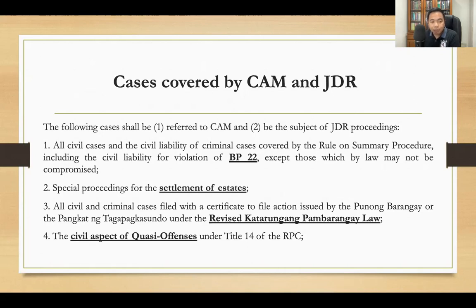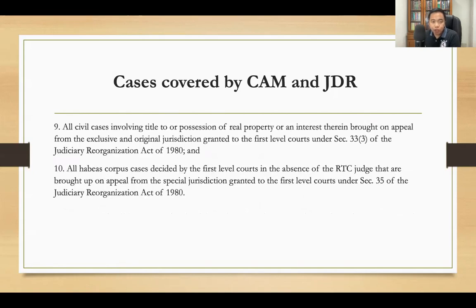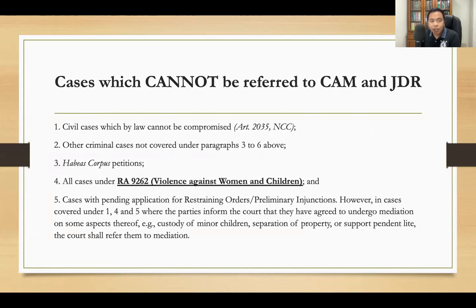Pambarangay Law, civil aspect of quasi-offenses under Title 14 of the revised Penal Code, less grave felonies, punishable by correctional penalties not exceeding 6 years of imprisonment where the offended party is a private person, estafa, theft, and libel, probate proceedings, forcible entry, and unlawful detainer. All civil cases involving title to, or interest or possession of, real property or an interest therein, and then habeas corpus.